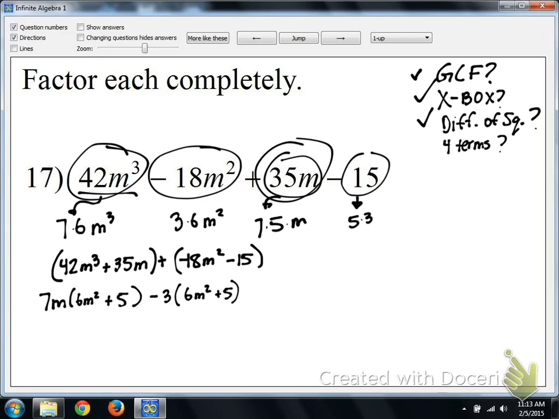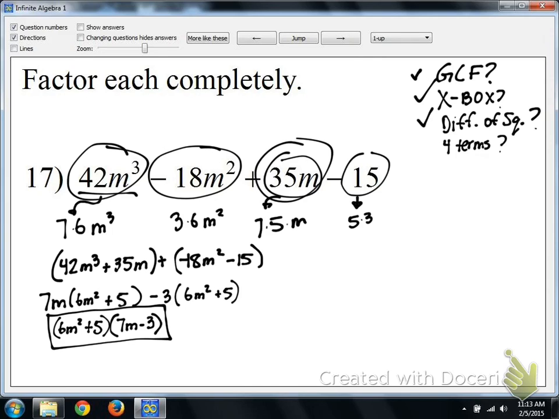At this point, did we group correctly? Do we have the same factors? Yeah, we do. So this part's easy. We're going to factor out 6m squared plus 5. We literally just copy it down again because we're factoring out this GCF. And we're noticing we have 7m minus 3. Box our answer, and we're done. This is factoring by grouping. That's it.